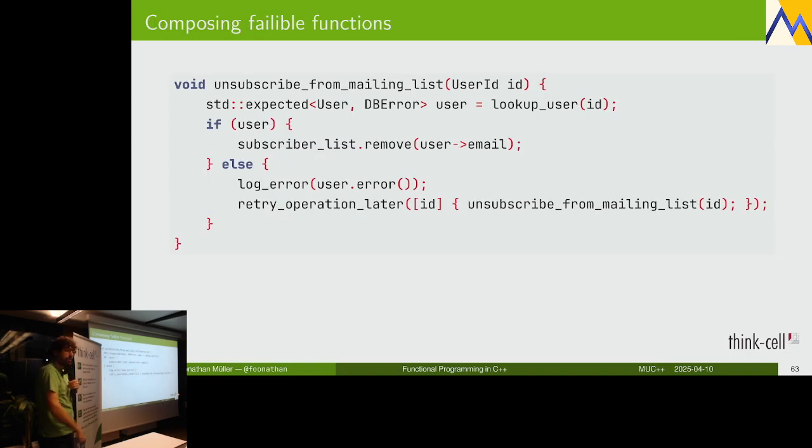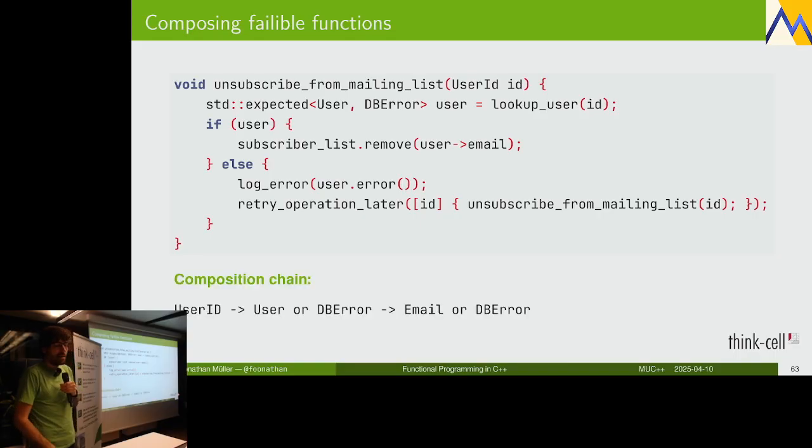And then we can write code like this, now with an if-else instead of a try-catch. So we look up the user. If we have one, we get the email, we move it. Otherwise, we log it and retry later. And now we've got a composition chain. We start with a user, then we have a user or DB error, and then we've got an email or DB error. Except again, this isn't very obvious in the code, so can we make it more obvious?